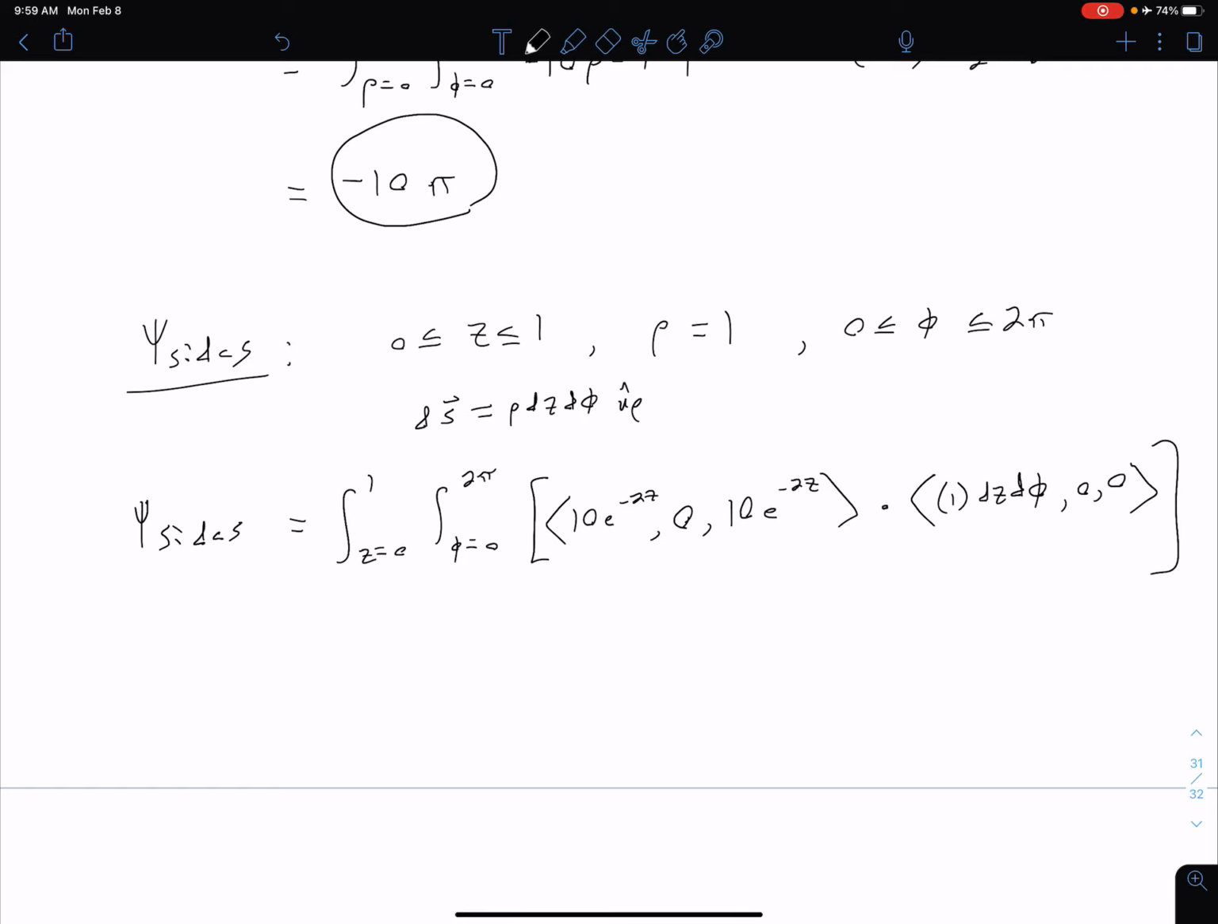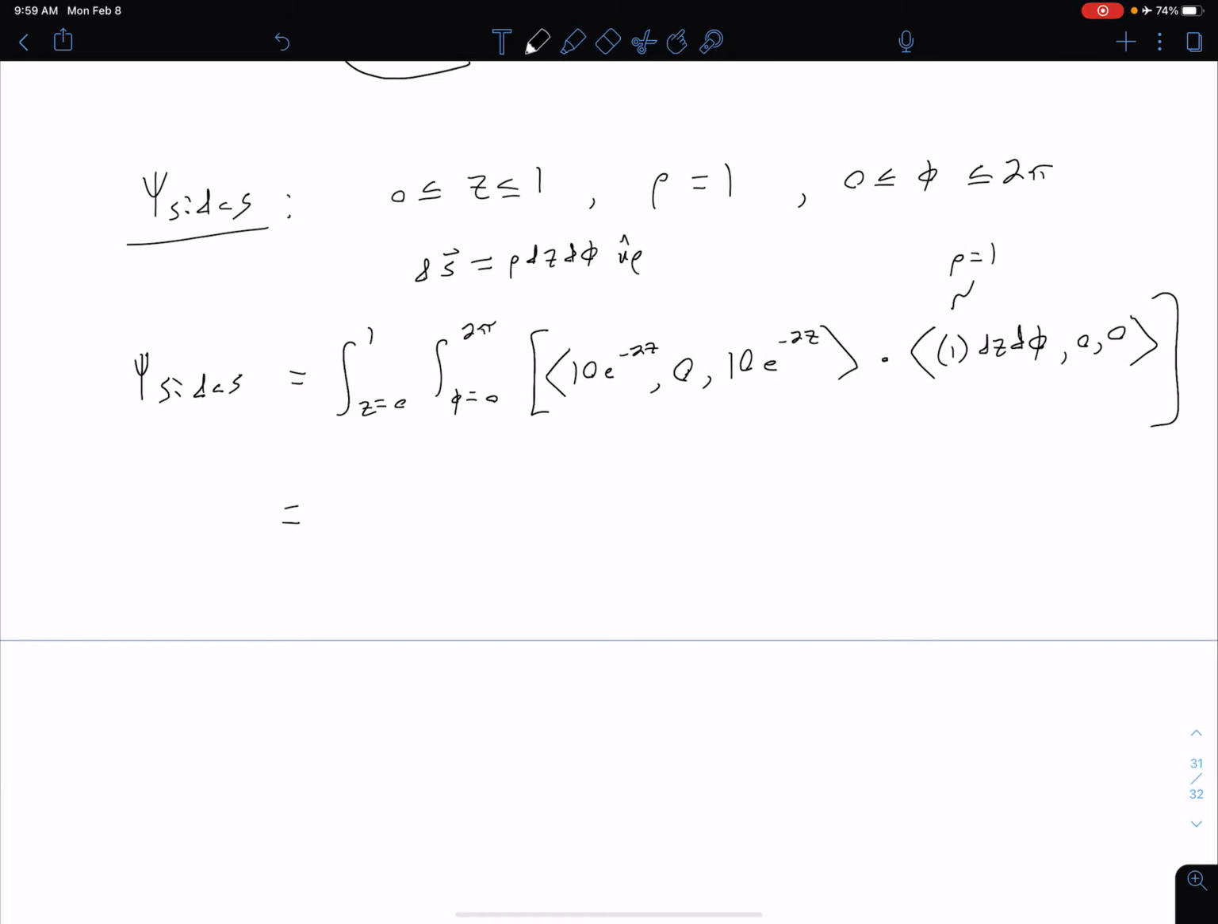So we get something that looks like that. And so let me just put a note here. Rho is equal to 1, which is why we made that adjustment there. Okay, so evaluating this, we have the integral from z equals 0 to 1, integral from phi equals 0 to 2 pi, and the only term now that's going to come out is this rho component of our g. So we get 10e to the minus 2z d phi dz.